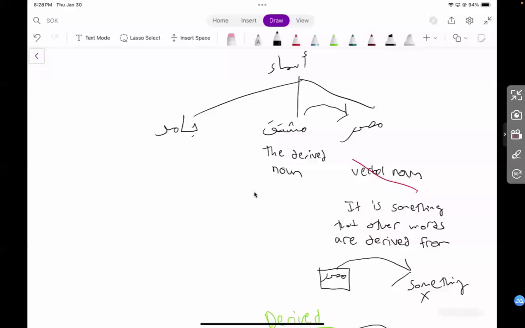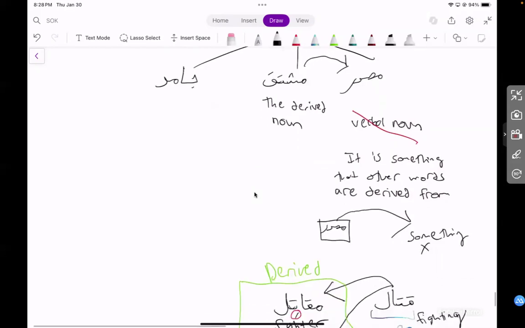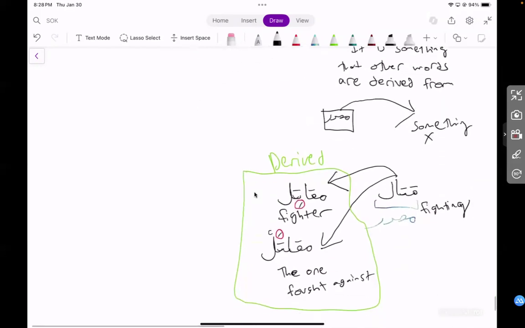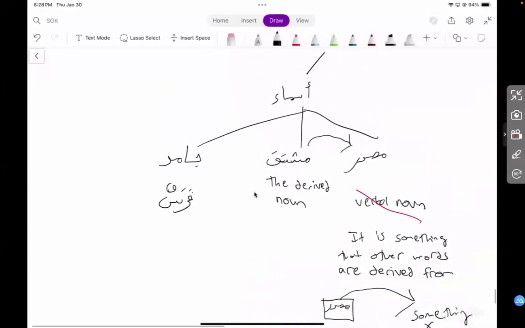Neither is it derived from anything, nor is anything derived from it. It's just like, for example, the word faras, horse, in the meaning of horse. Farasun, it's what we call jamid. There's nothing being derived from this, so it cannot be masdar or mushtaq, and neither is it derived from anything else. So that's pretty much a rundown on the three types of asma. Any ism that you have will fall under these three categories, right?